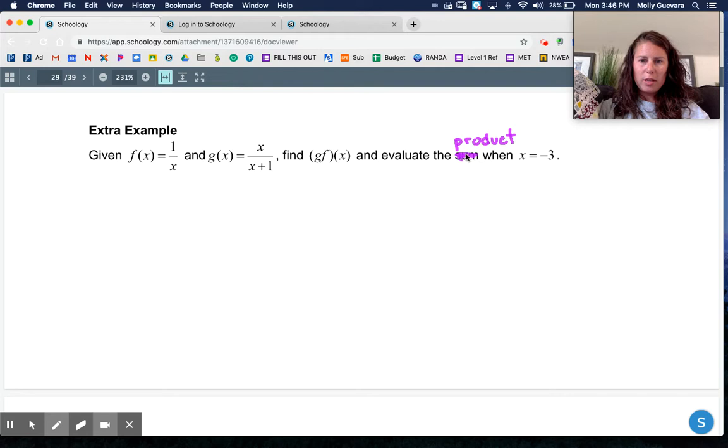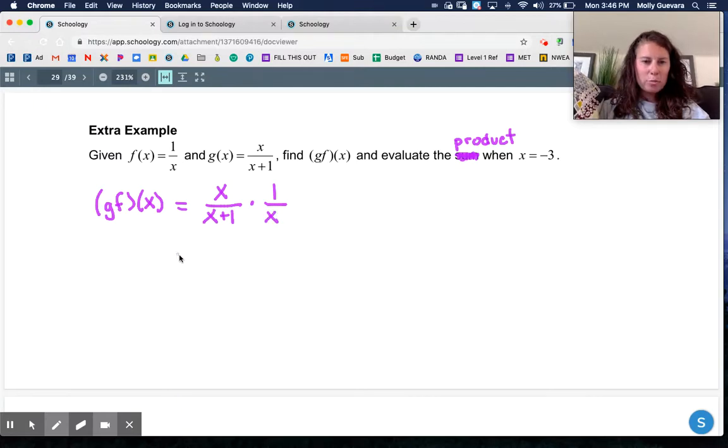So sorry about that. Let's go ahead and change that. Okay, now I have g of f of x. So I'm going to multiply. Well, first I'm going to write it. Right? And I'm going to take my g function, which is x over x plus 1, and I'm going to multiply it by my f function, which is 1 over x.